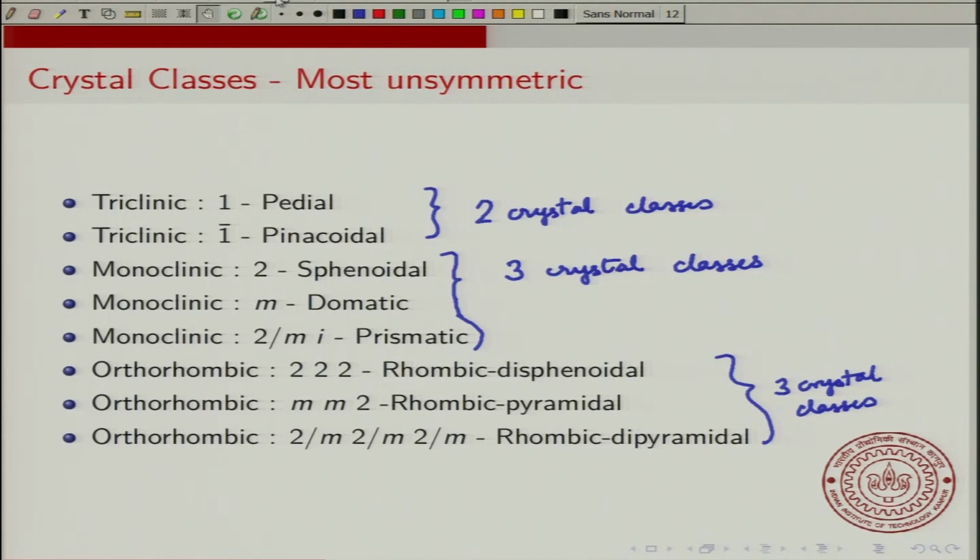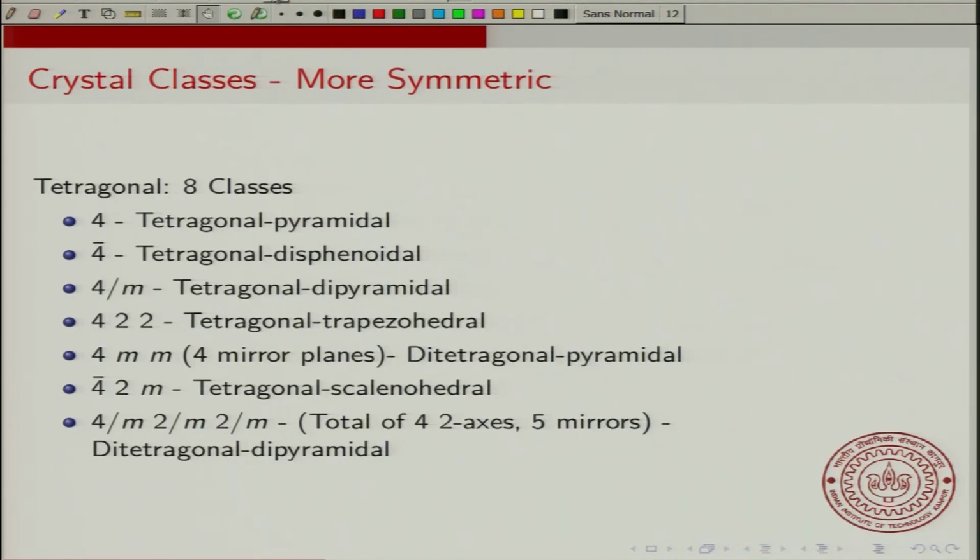Now, let's go to more symmetric crystal classes. So, now we look at the tetragonal. In the tetragonal there are 8 classes, and these 8 classes are tetragonal pyramidal, tetragonal disphenoidal, and so on. I won't go through all the names. But let us see the operations.